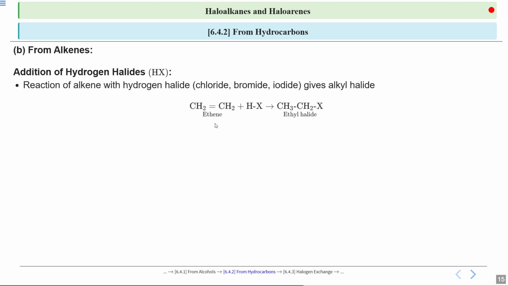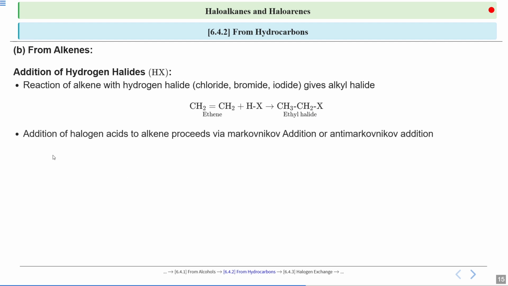So let's take an example. You are taking an alkene, that is ethene, having two carbons. You are reacting it with hydrogen halide and you are going to get ethyl halide, CH3CH2X. Addition of halogen acids, that is HX, to the alkenes proceeds via Markovnikov addition or anti-Markovnikov addition. So basically, this reaction of the addition of hydrogen halide to the alkene proceeds via these two processes, either Markovnikov addition or anti-Markovnikov addition.